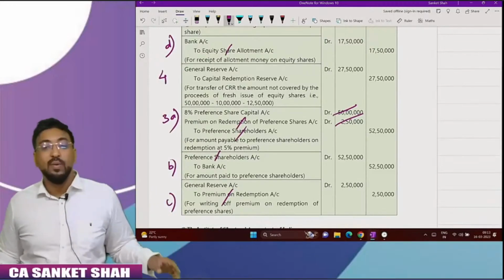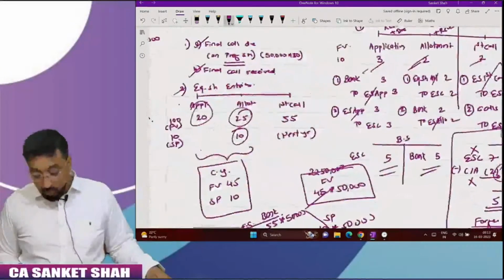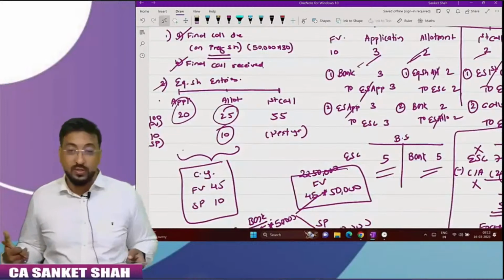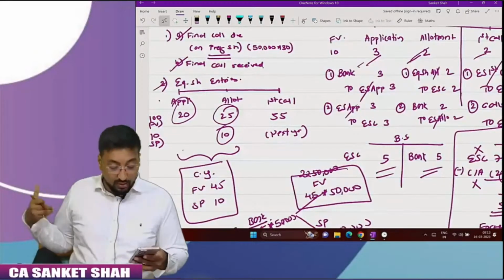Sir, normally what mistake do students make? They are not getting this pro forma. They do not understand how we are going to proceed. So instead of passing entries, first try to recall the sequence.